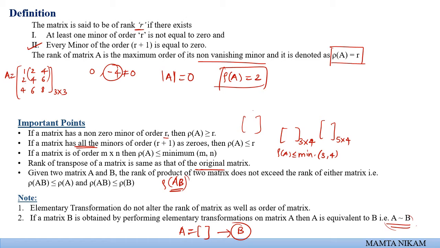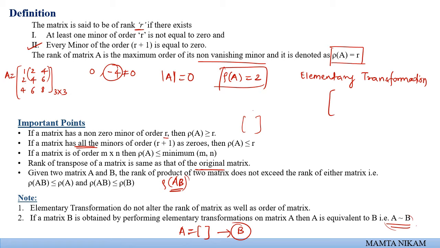Next, when we perform elementary transformations, in simple language, we define the rank of a matrix as the number of non-zero rows present in the matrix. On performing elementary transformations, the given matrix A reduces to another matrix. In the reduced matrix, we look for the number of non-zero rows. The number of non-zero rows gives us the rank of the matrix.